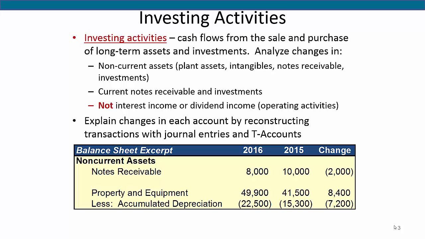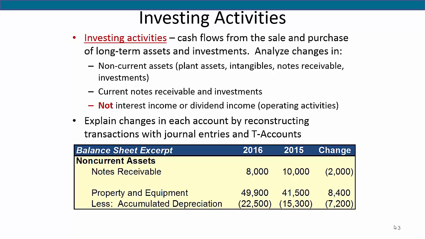Information to compute cash flows from investing activities is usually found by comparing the beginning and ending balance sheets and analyzing the income statement. We can usually explain the changes in each account by reconstructing transactions. We might even prepare T accounts and journal entries to help determine the right amounts. In this example, notes receivable decrease between 2015 and 2016. The change is $2,000. Perhaps a company received a $2,000 cash payment on the notes. If so, a $2,000 cash inflow would be reflected in the investing activities section of the statement.